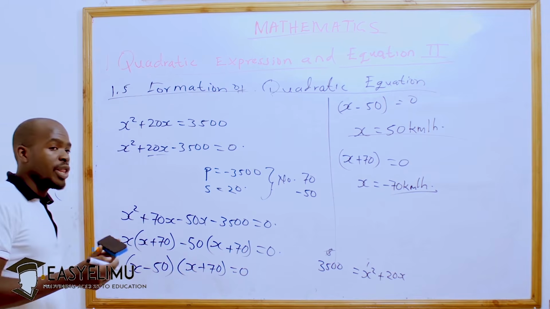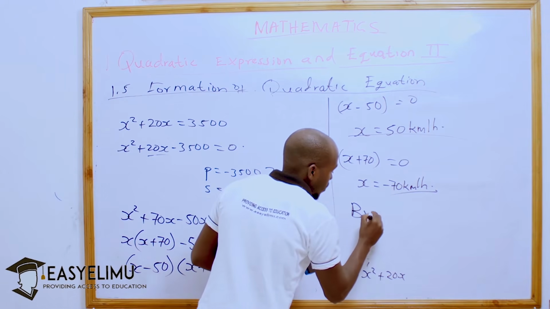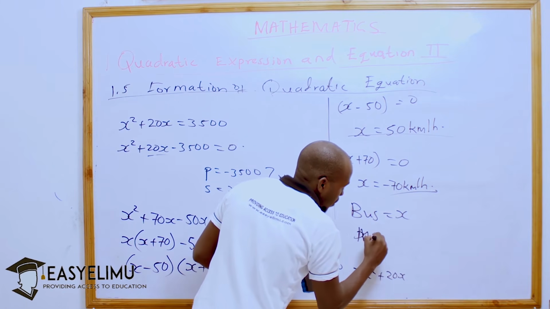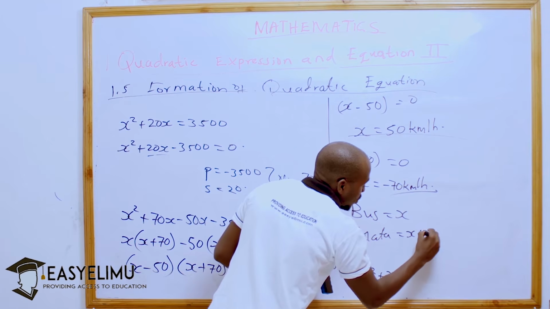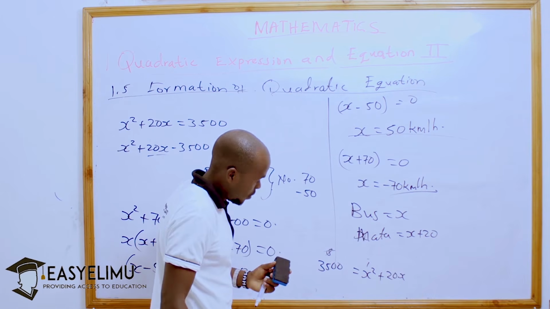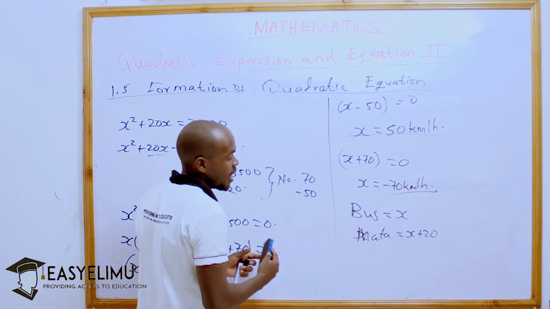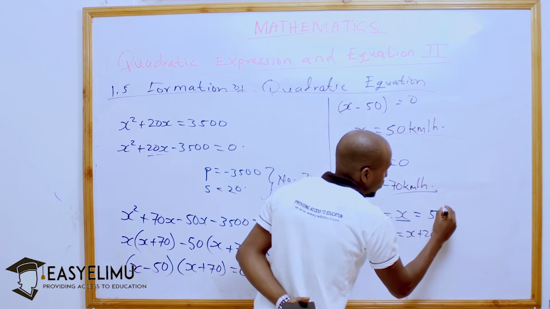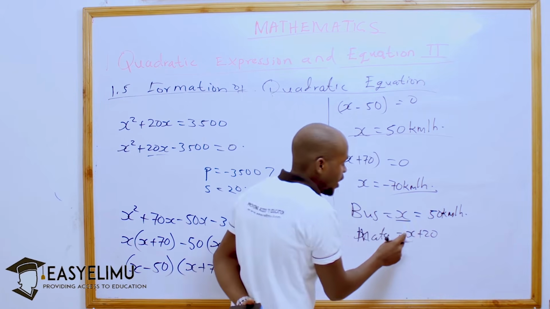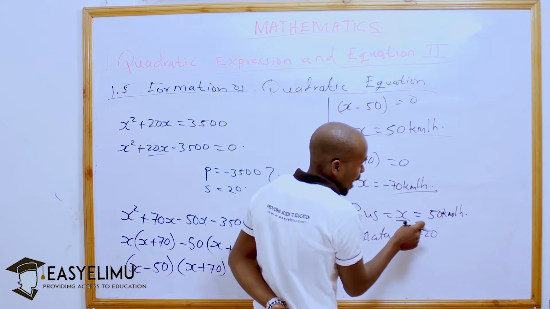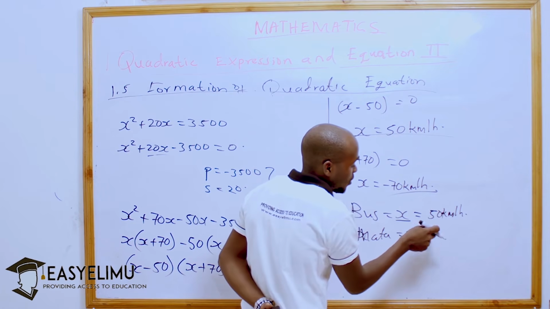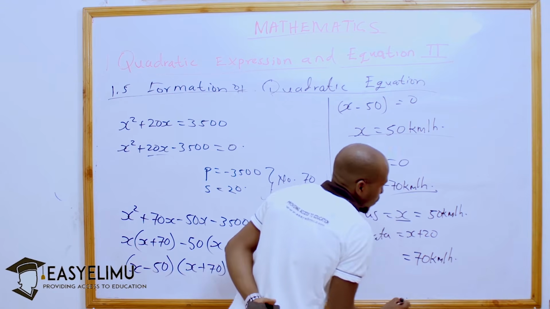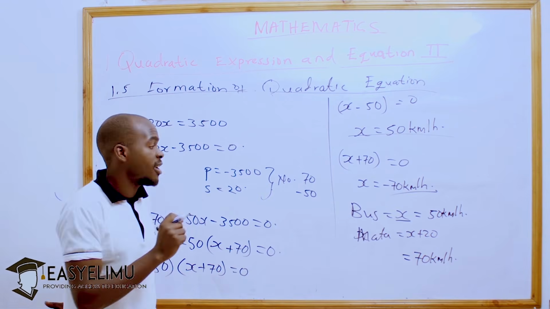So from the equation we saw that the speed of the bus was x, but that of the matatu was x plus 20. So from that, we found x equals 50 kilometers per hour, meaning that of the matatu will be x plus 20, so it is 50 plus 20, and we shall get 70 kilometers per hour. So we have found the speed of the matatu and the speed of the bus.